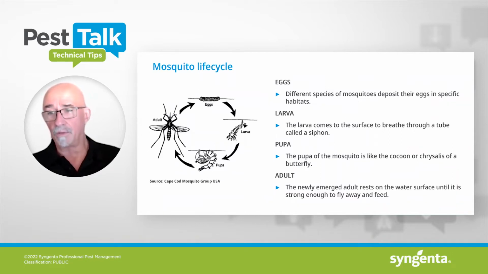Mosquito lifestyle. The eggs: different species of mosquitoes deposit their eggs in specific habitats. The eggs are deposited either singly or in moist soil, or in the form of rafts on the water surface. These eggs are usually laid in groups ranging between 100 and 400 eggs. Within a few days, the eggs hatch into larvae.